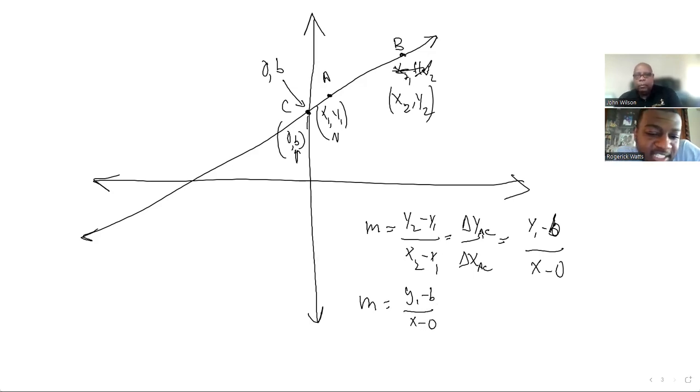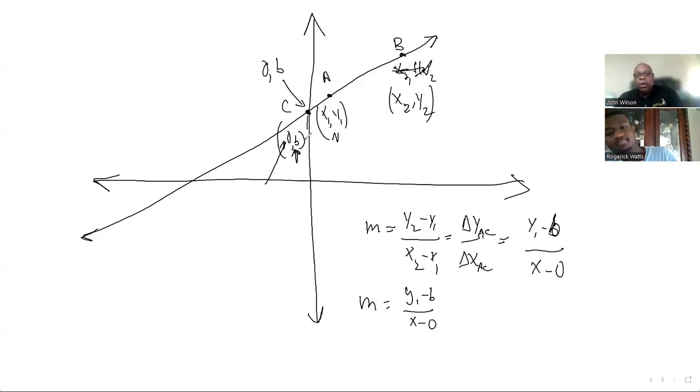It's a quick question, Deacon Wilson. How is it y1 minus b? Where did the b come from? All right. B is your y component to C. The y-intercept, right? So the y-intercept is the point where x is 0. So it is 0. But what is y at that point? B. B, right. It's the y-intercept.